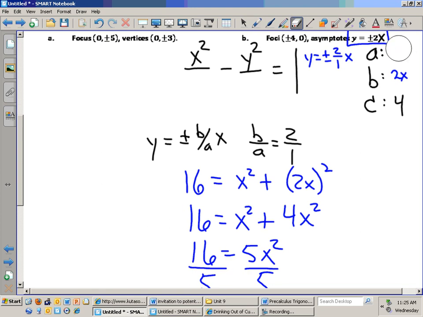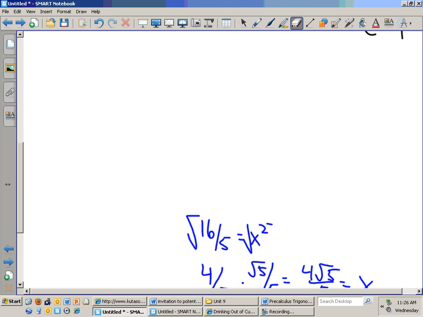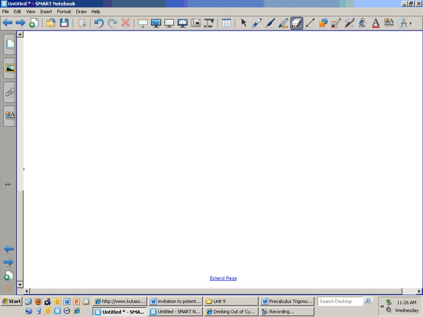So I could go up to my a value and change that to 4 square root of 5 over 5. b is twice that, so b is going to be 8 square root of 5 over 5. Everybody with me? What do I need to do now? Write my equation, but what goes in the bottom, a or a squared? a squared.